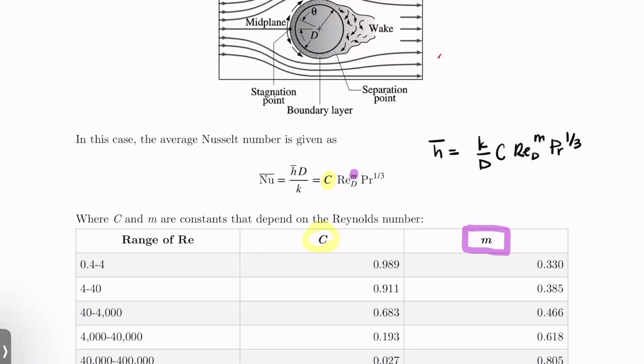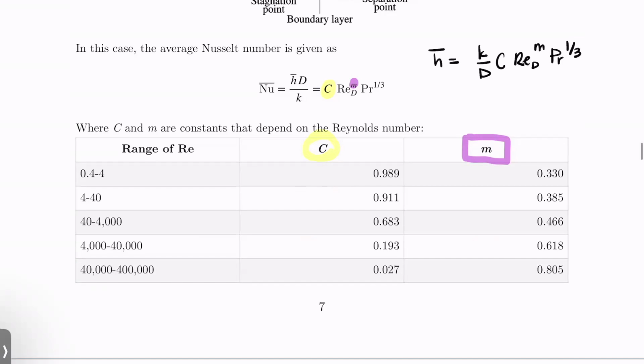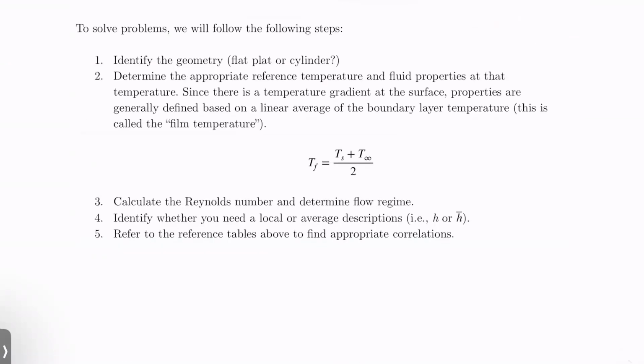Okay, so to solve problems, we're going to use the following steps. The first step we're going to do is we're going to identify the geometry. Are we looking at a flat plate or a cylinder? Then we're going to determine the appropriate reference temperature and the fluid properties at that temperature.